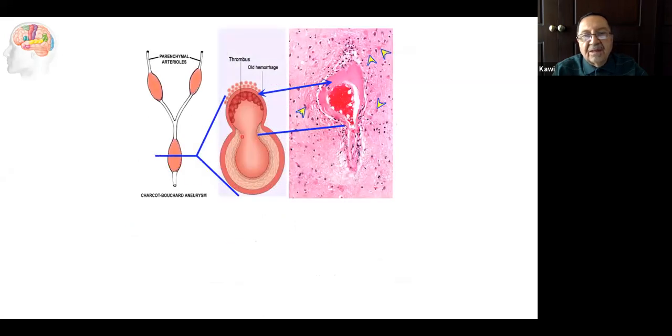These are the aneurysms of Charcot and Bouchard. This is a small blood vessel of the penetrating vessels that was subjected for a long time to hypertension. It causes disruption of the wall of this small arteriole, and then there is ballooning of the adventitia of that blood vessel, and it may have a clot inside of it that prevents rupture, or it may lead to rupture and intracerebral hemorrhage.